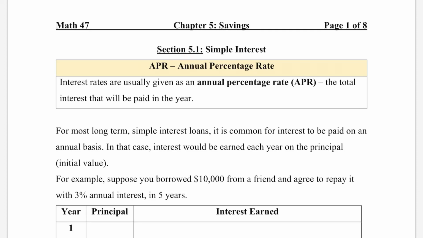Section 5.1, Simple Interest. First, we have APR, which stands for Annual Percentage Rate. Interest rates are usually given as an annual percentage rate, or APR, the total interest that will be paid in the year. For most long-term, simple interest loans, it is common for interest to be paid on an annual basis. In that case, interest will be earned each year on the principal or initial value.